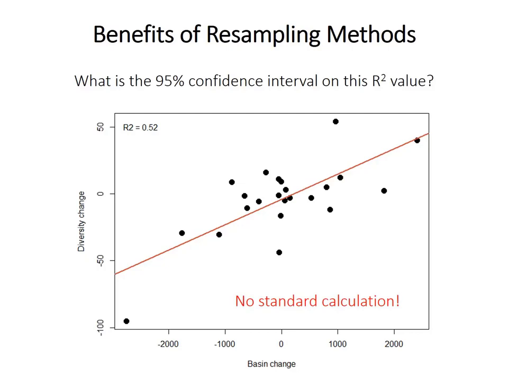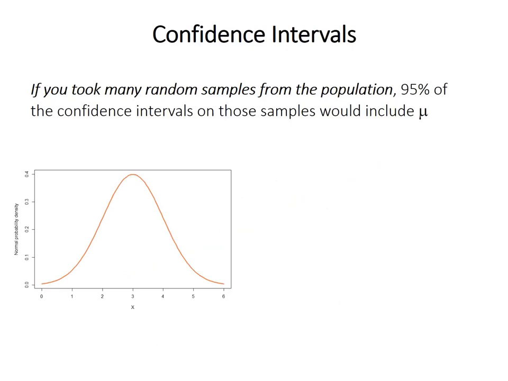They turn out to be extremely flexible and powerful techniques, and you can use them for really almost anything that you want to do. So you might remember the definition of a confidence interval on the mean. We'll step back from the r-squared and talk about the mean first, because it's a simpler example and we can demonstrate how the method works. Basically, if you took many random samples from the population, 95% of those confidence intervals would include the true population mean, mu. I will illustrate how this works if we had a known population.